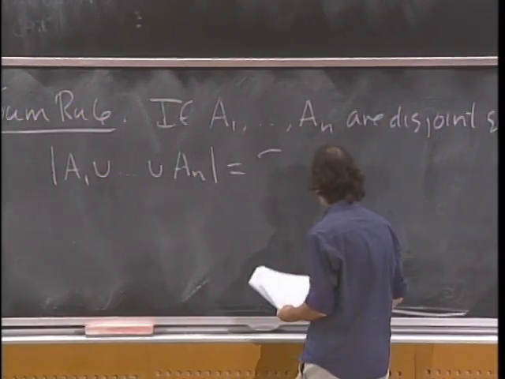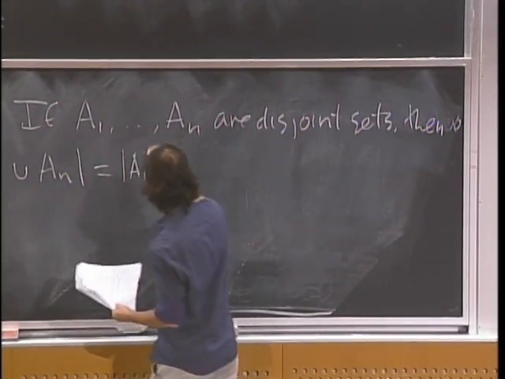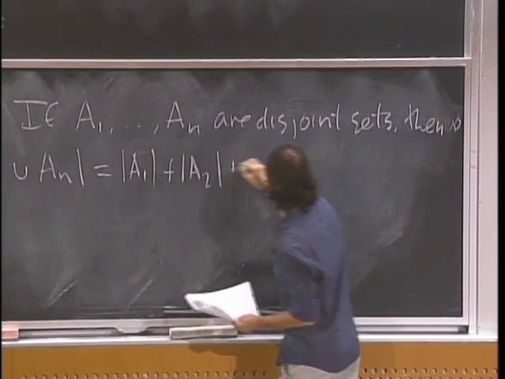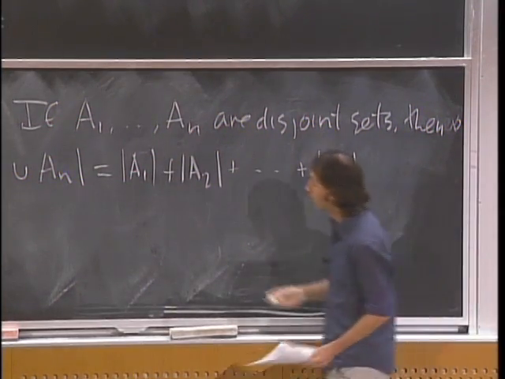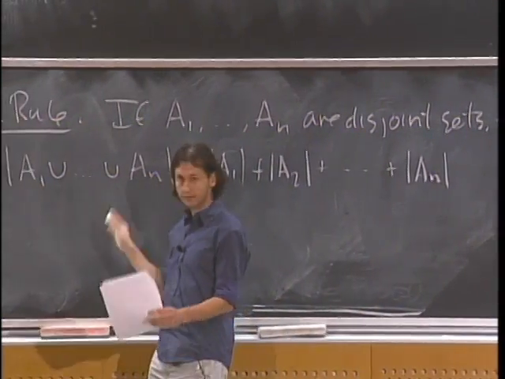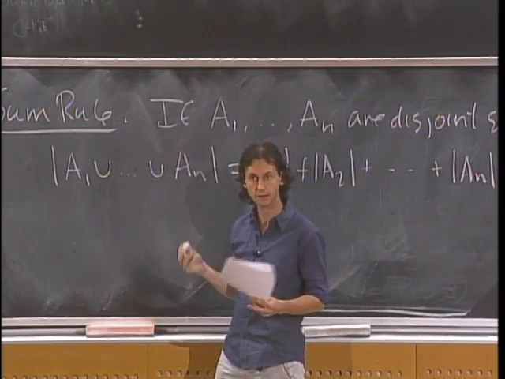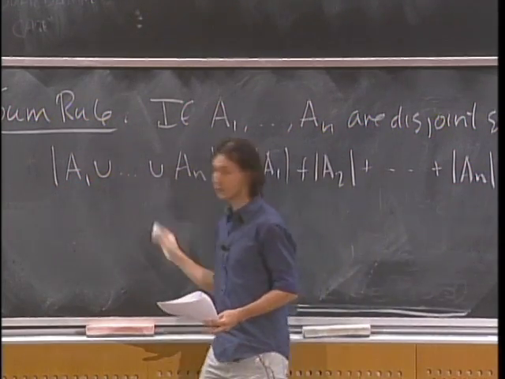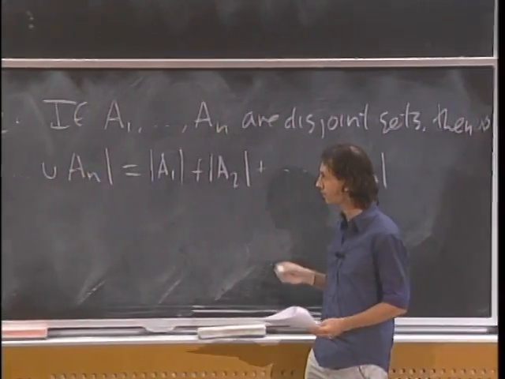So let me just write it out, actually. It's the cardinality of A1 plus A2 all the way to AN. Why is this? Well, all the sets are disjoint, so there are no intersections between sets that contain elements. All the intersections are empty. So counting the union is really counting each separate set. And that's why we have this sum.